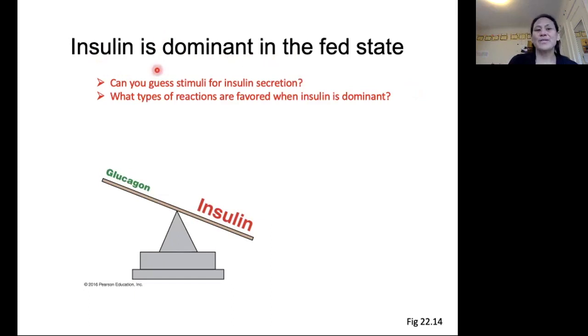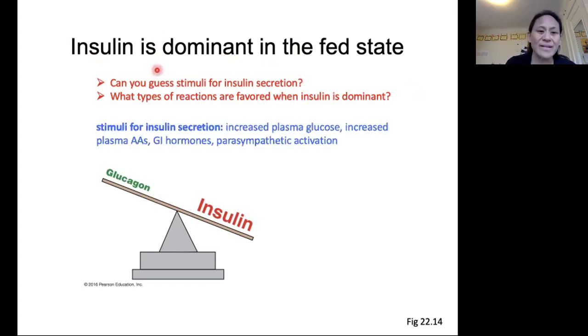Okay, so you probably weren't able to get everything, but these are some of the stimuli for insulin secretion, basically signs that we have an influx of nutrients showing up in our bodies, right? So increased plasma glucose, increased plasma amino acids, and then these stimuli, which are basically stimuli that are coming from the GI tract that are telling the beta cells that digestion has started happening, right? So that's what's happening there with the stimuli.